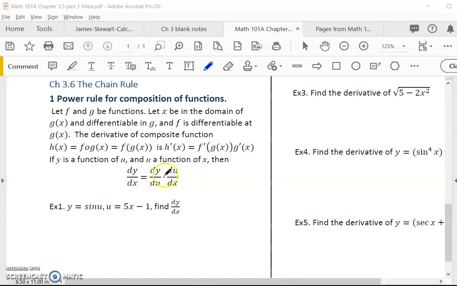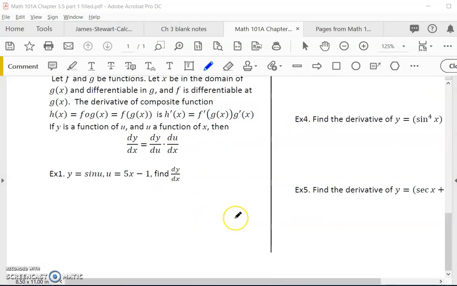So it seems like this is a fraction and you can cancel it, so you get dy dx, but they are not fractions. This dy dx is just a differentiation process. You do a differentiation of y with respect to u. That means you use u as the unknown, and then do the derivative of u with respect to x. Both notations are popular.